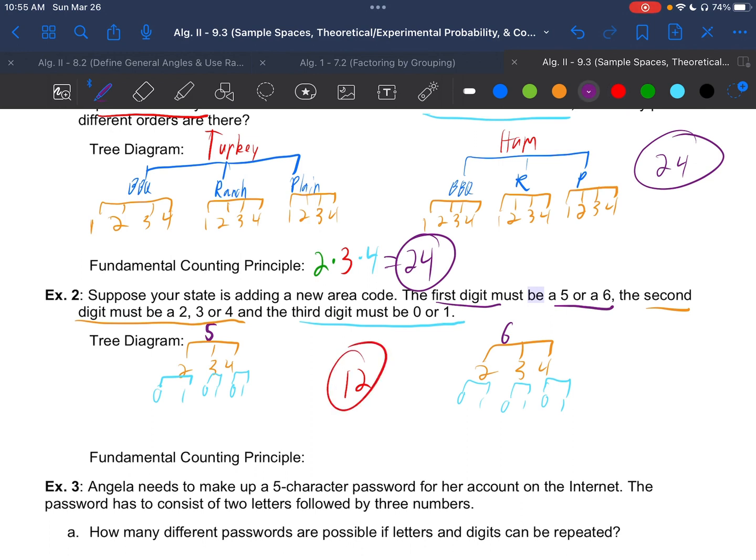Whereas the other way we could do it is say, okay, the first digit, 2 different options. The second digit, we have 3 different options. And the third digit, you have 2 different options again. So you take 2 times 3 times 2, and you get 12. Once again, much, much quicker.